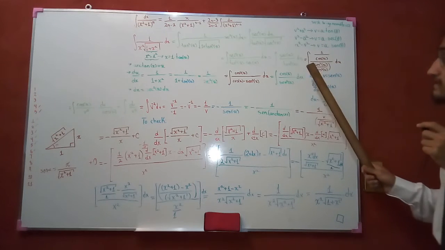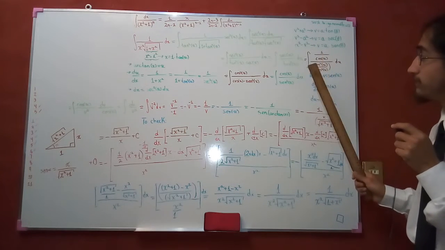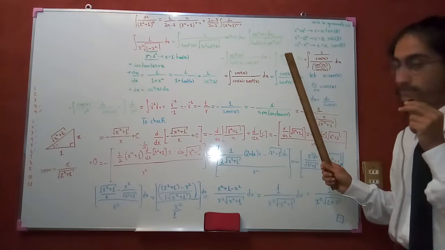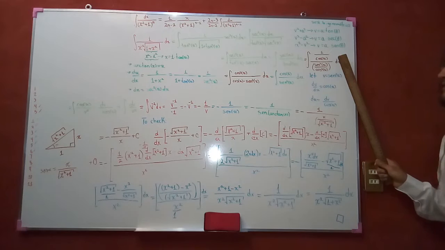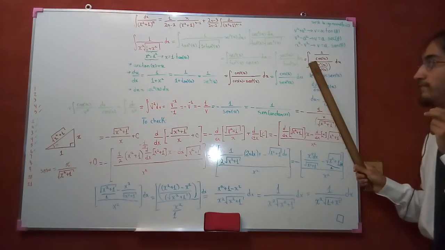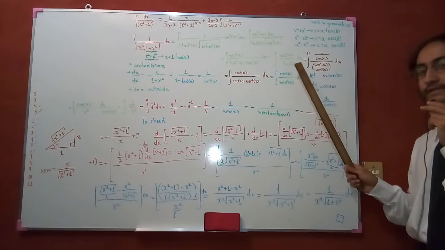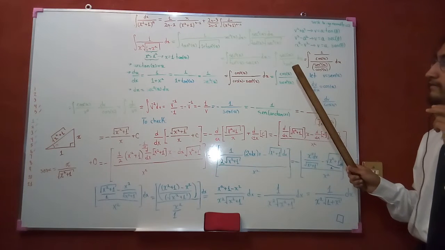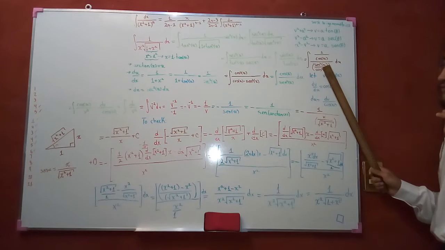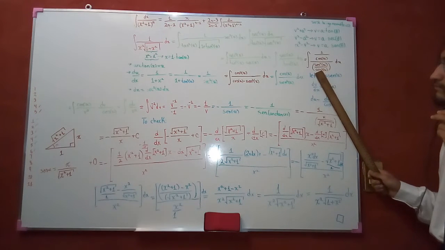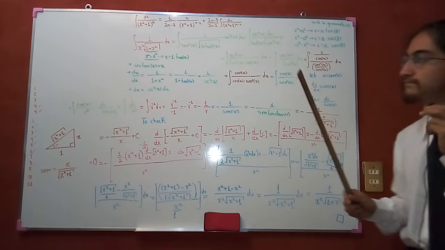Now, this is equal to the integral of the secant of u, which is equal to 1 divided by the cosine of u, and this number divided by the tangent squared of u. But the tangent squared of u is equal to the sine squared of u divided by the cosine squared of u du.